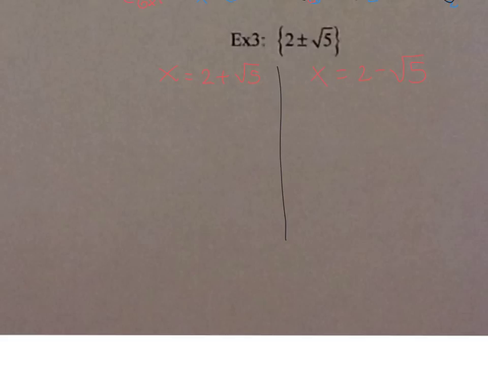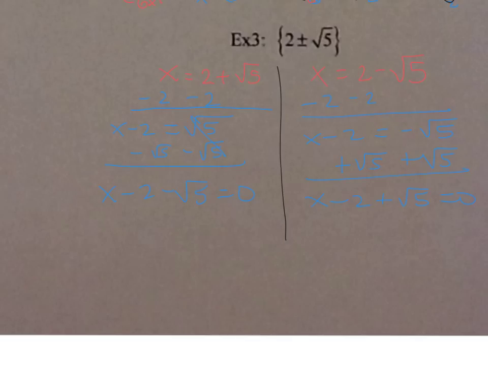And the same thing as before, I want to set these now equal to 0. So I'm going to subtract 2 and get x minus 2 equals the square root of 5. And now I'm going to subtract the square root of 5. So I get x minus 2 minus the square root of 5 is equal to 0. And now I'm going to work on the other side. Minus 2. X minus 2 equals negative the square root of 5. And add the square root of 5. So I get x minus 2 plus the square root of 5 is equal to 0.